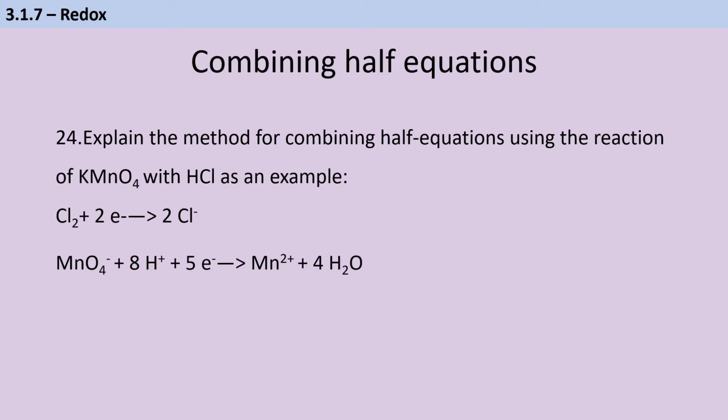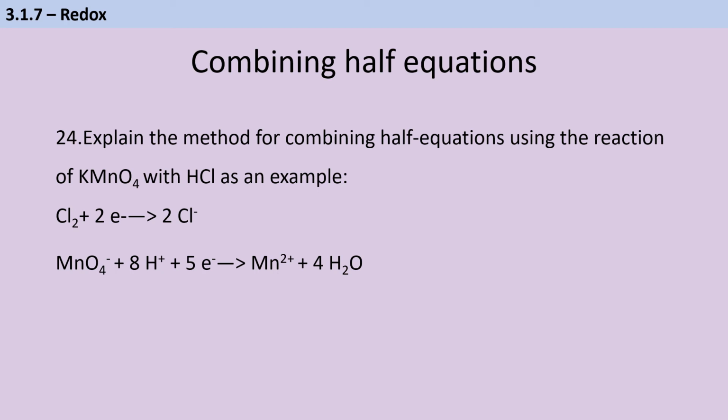Finally, we look at combining half equations. So here I've been given 2 half equations, one for chlorine turning into chloride ions and one for manganate ions being turned into manganese ions. And in the question it tells me that potassium permanganate is reacting with hydrogen chloride.